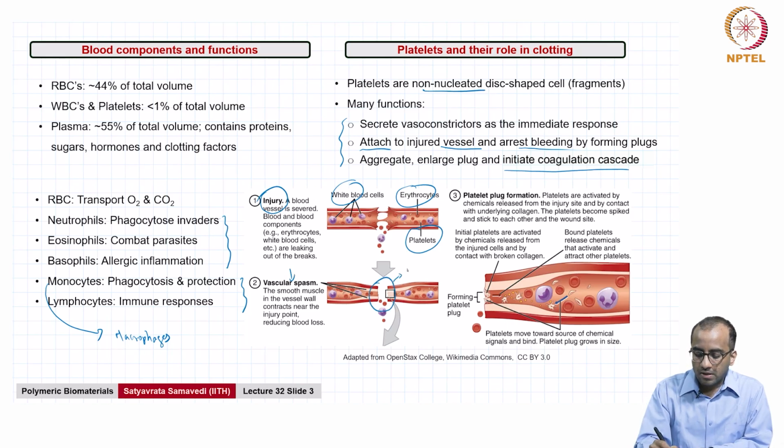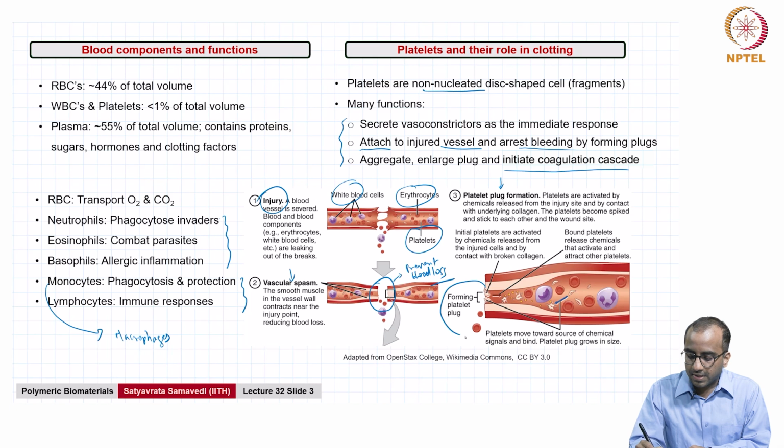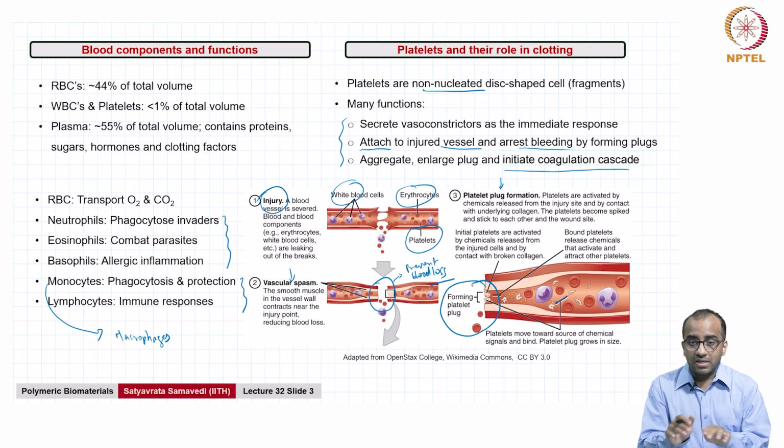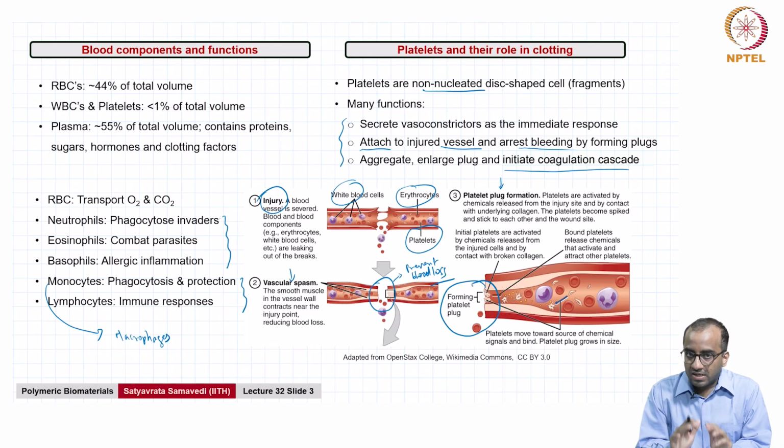And then the vessel contracts, and that is called vascular spasm here near the injury point. This is to prevent loss of blood, right. And then the critical role of platelets comes in, where platelets form a plug to seal off that region, so to speak. So, platelets are activated by either chemicals that are released from the injury site, or by direct exposure to proteins in the extracellular matrix like collagen, for example. And once they are activated, like we just said, they can stick to these injured surfaces and start to seal off the injured surface by forming a platelet plug.